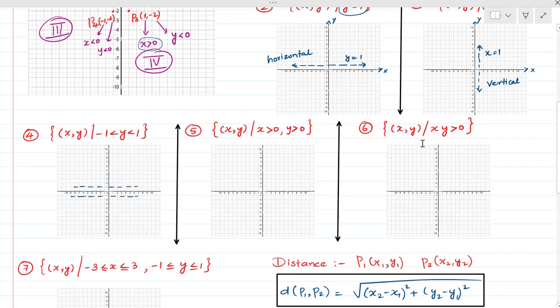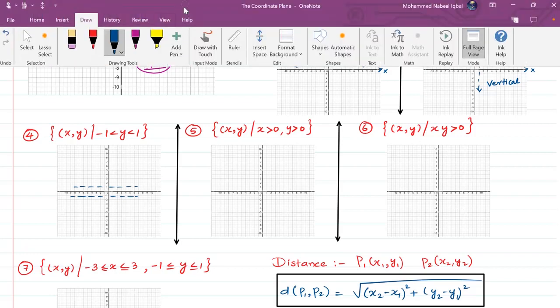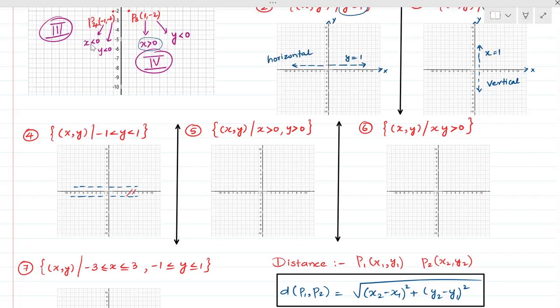Y equal -1 will be here, and this is the line in between this one and this one, not including the line. So it is only this part without including the line, because here it is not given as equal. If it is equal, then we will include the y equal 1 line and the y equal -1 line. Since it is not given as equal, these two lines are not included.